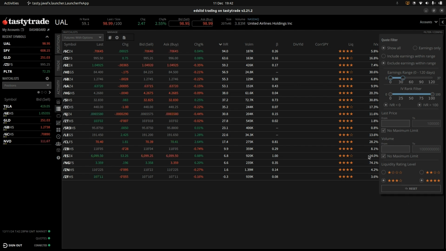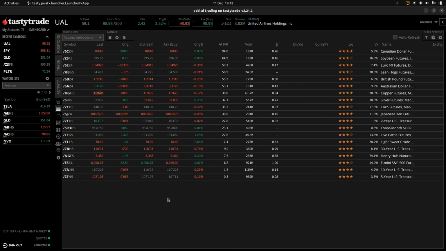And we also want to filter out anything with a low liquidity rating level. This is because we only want to be trading liquid markets so we can get in and out of positions easily, and so that we only pay tight spreads, not wide spreads. So you'll be left with a watch list.